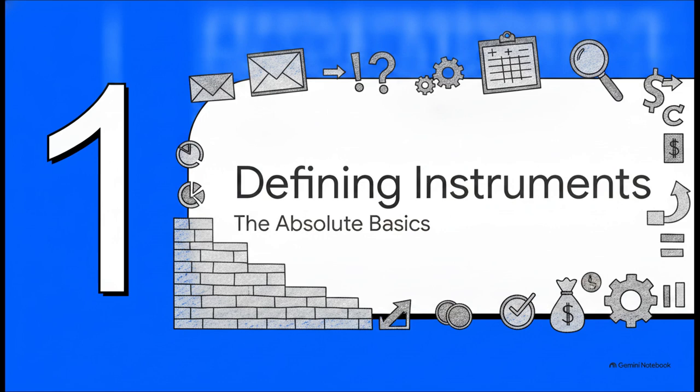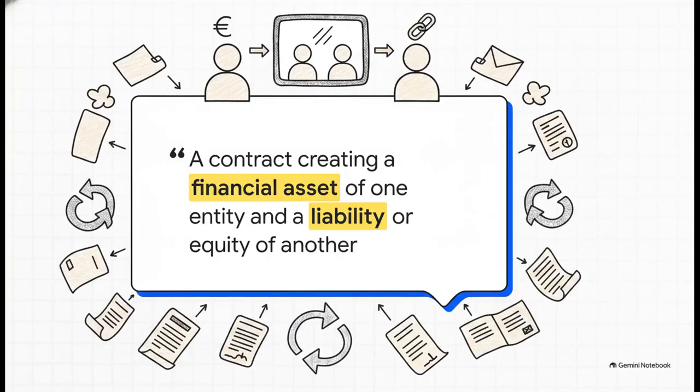All right, Section 1, defining financial instruments, the absolute basics. Let's build that foundation. So this is the official definition from ASB 132. It sounds dense, but the absolute most important word here is contract. A financial instrument isn't just a pile of cash sitting in a vault. It's fundamentally a legal relationship.